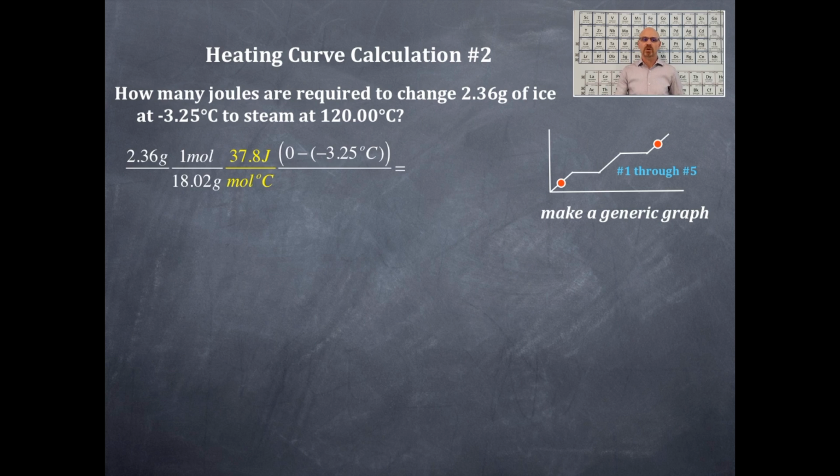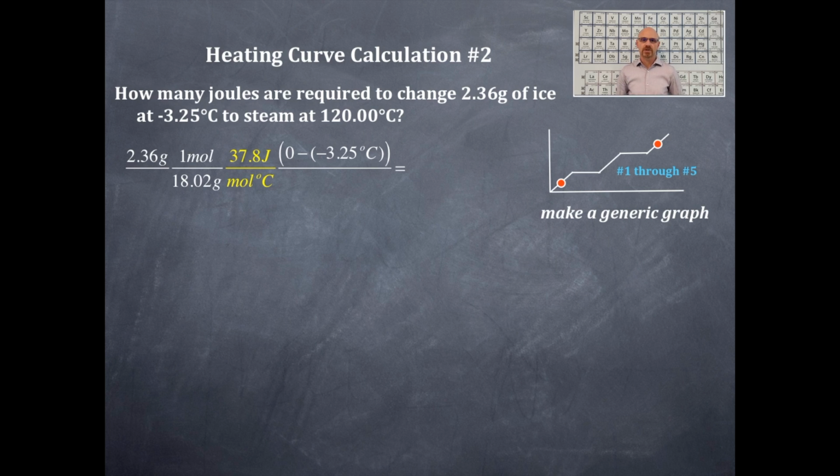So here's step number 1, where you have 2.36 grams. We have the molar mass of water. That enables me to cancel out the grams. And then I have the constant there, that is the 37.8 joules per mole degrees Celsius. That is the molar heat capacity of ice. We also have the change in temperature. That is the final minus the initial temperature. The final temperature is the freezing point, melting point of water. That's the flat portion of that first step, which is the second step, if you will. And that is that 0 degrees minus the negative 3.25.